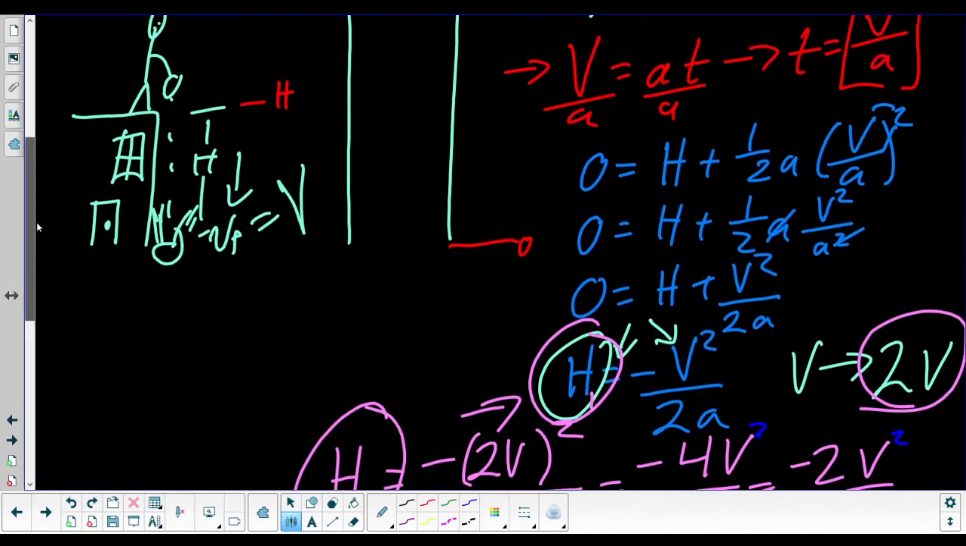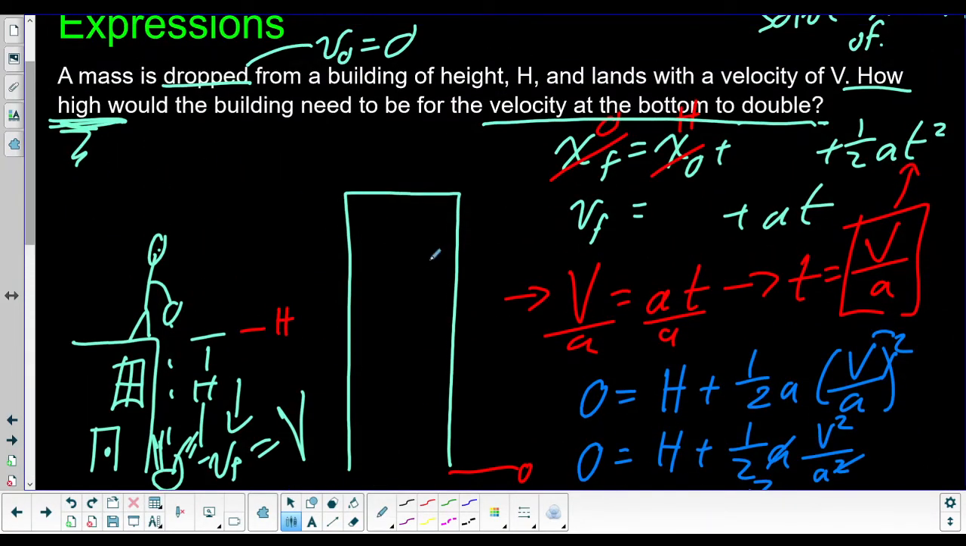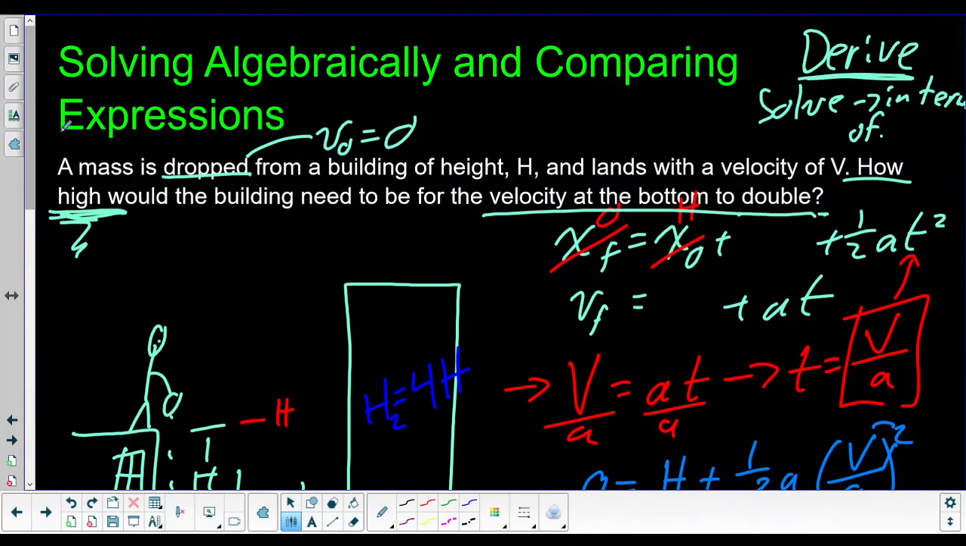So how tall does our new building need to be? Our intuition said, well, if I want to double the velocity, probably just double the height. Not the case. This height needs to be 4 times the original height. Okay. So let's go over that maybe just one more time real slow.